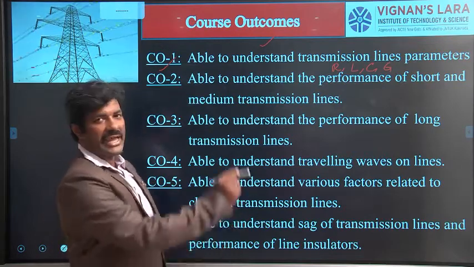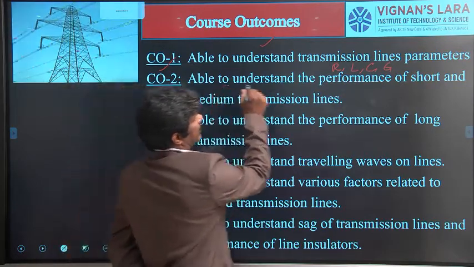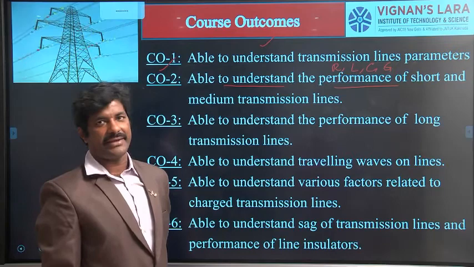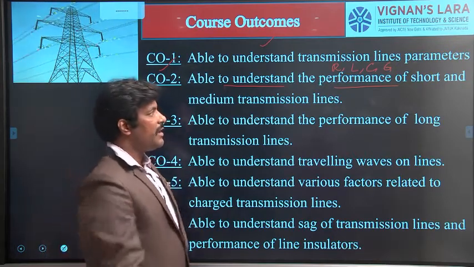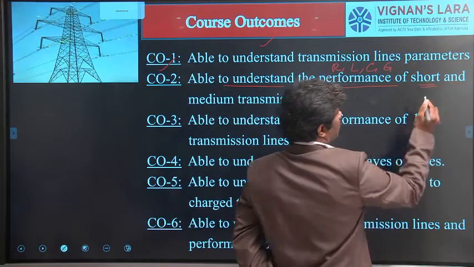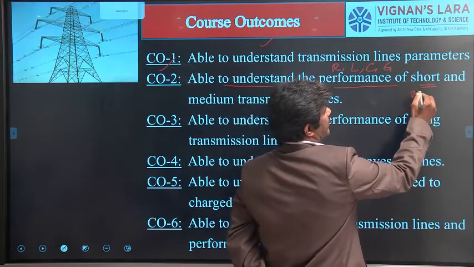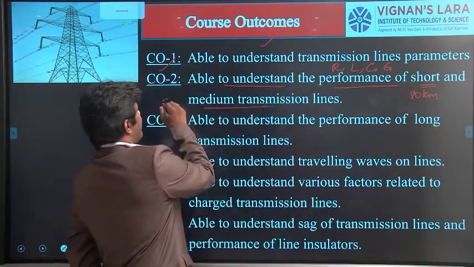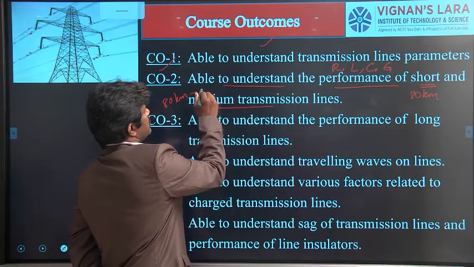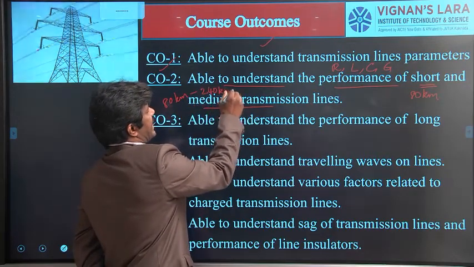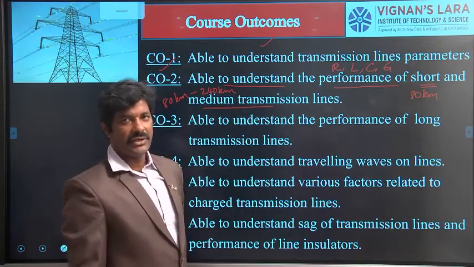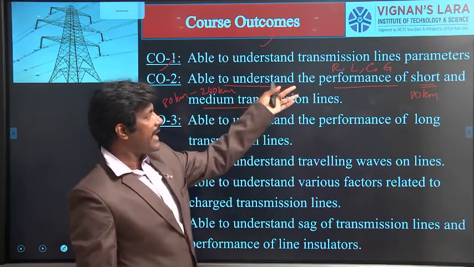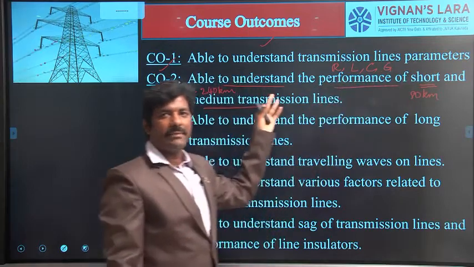After completion of the first unit, one can model the transmission line. After modeling the transmission line, the mathematical analysis is done, which gives the performance of those lines. The lines are categorized here into 3 categories based upon distance. They are short transmission lines, whose length is up to 80 kilometers, and medium transmission lines, whose length is from 80 kilometers to 240 kilometers. Such a line can be called a medium transmission line. So in the second unit, as a course outcome, we will be analyzing the performance of short and medium transmission lines.